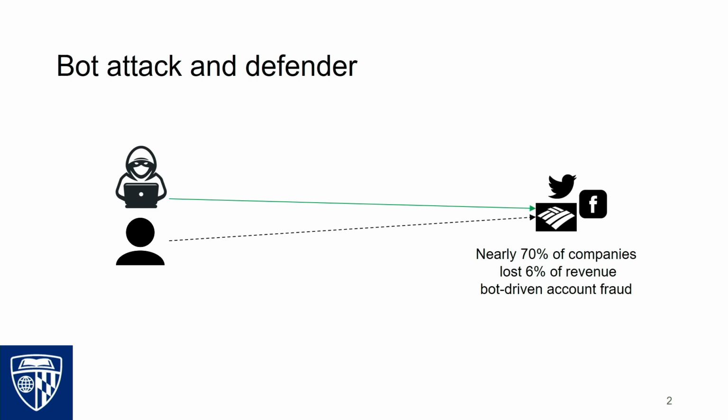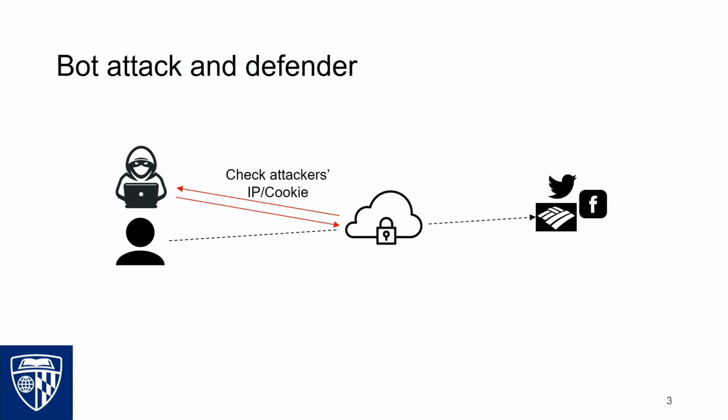Thus, to defend against bot attacks, more and more companies have deployed anti-bot systems. A traditional bot detection system checks the IP and the cookies. When the attacker knows these strategies, the attacker will modify the IP and clean the cookies for each request to bypass the defense system.